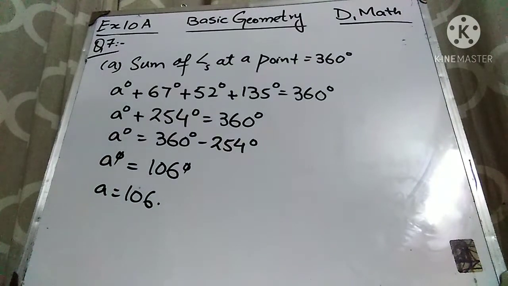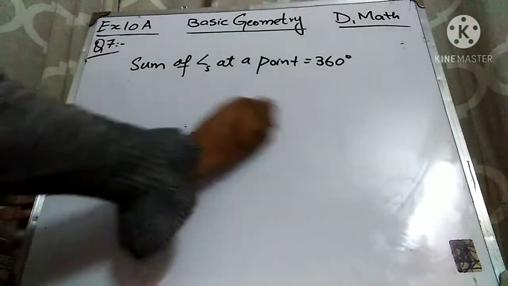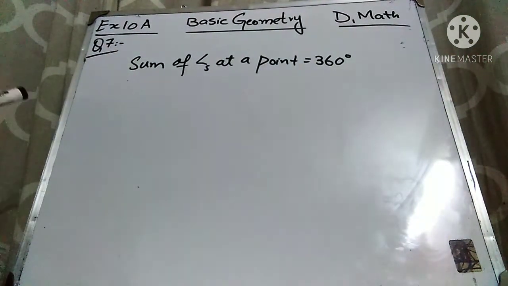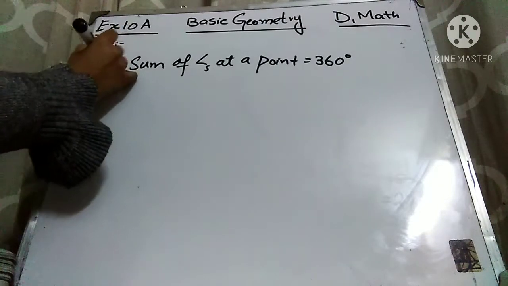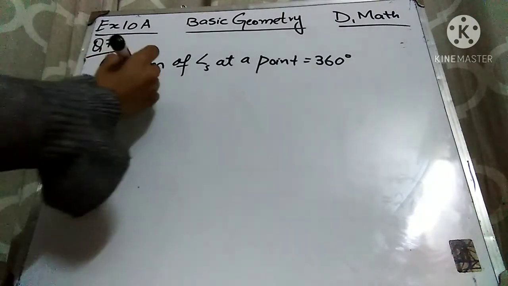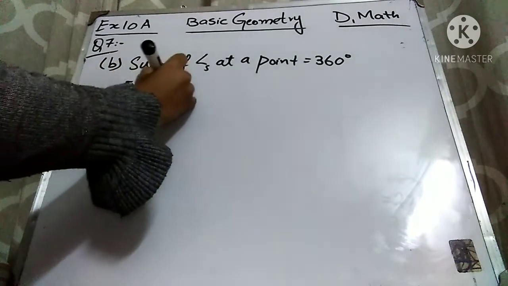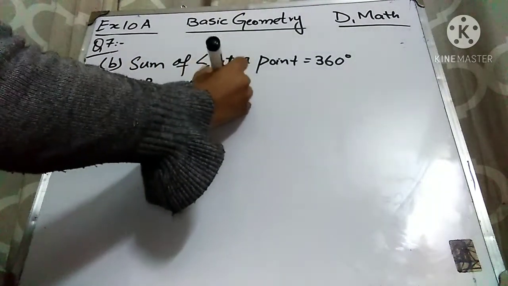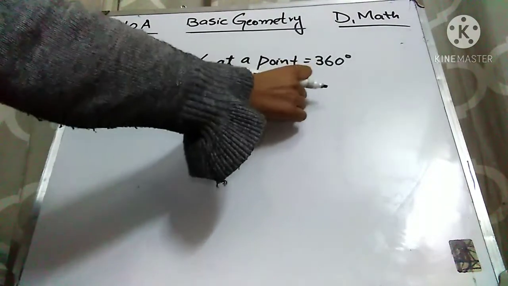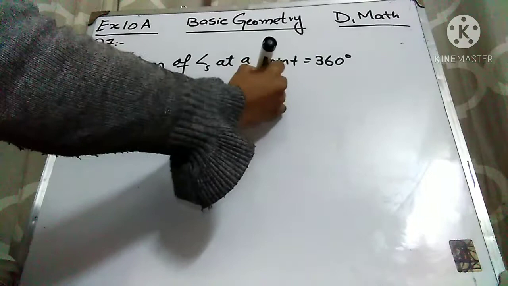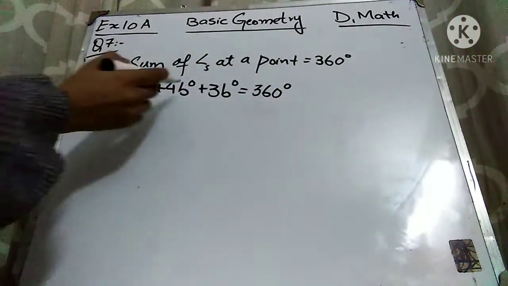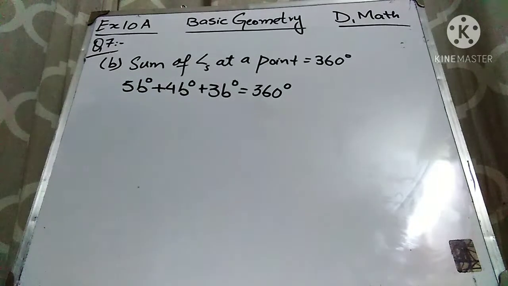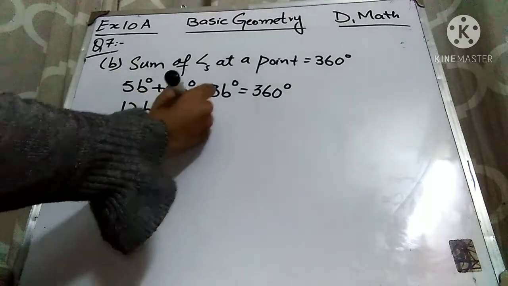Now let's come to the B part. You just have to remember that the sum of angles at a point is equal to 360 degrees. Now three angles are given, and those three angles are 5B, 4B and 3B. You have to make these angles equal to 360 degrees. When you add up all these three angles, you will get 4 plus 3 is 7, 7 plus 5 is 12B. 12B is equal to 360 degrees.